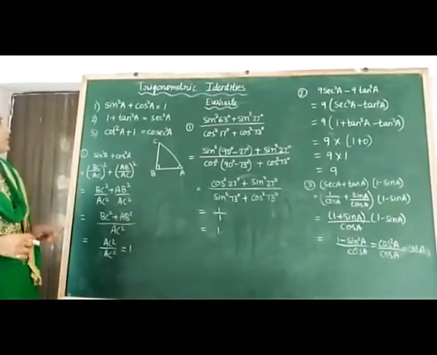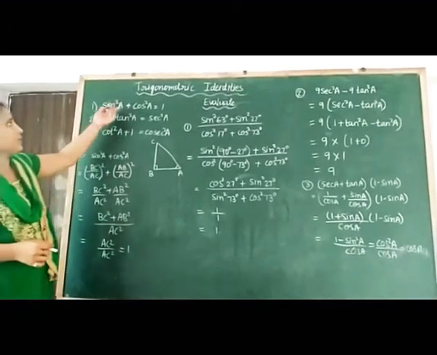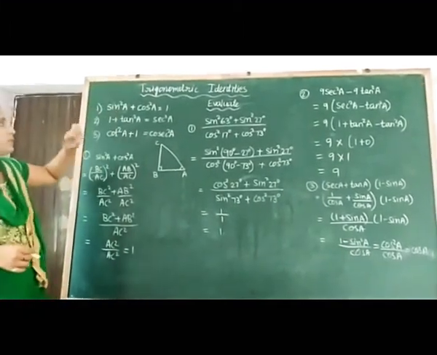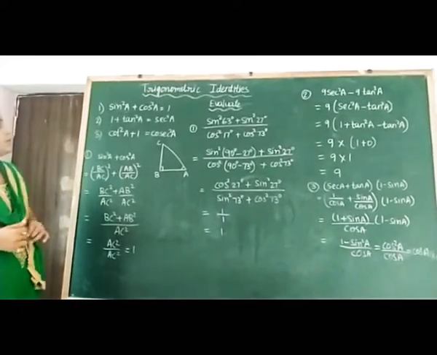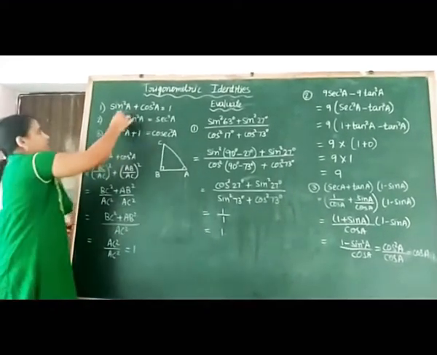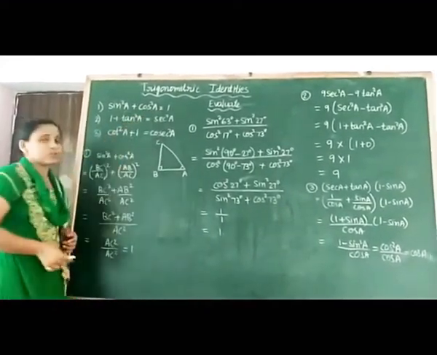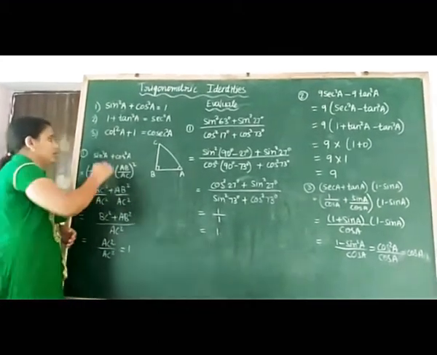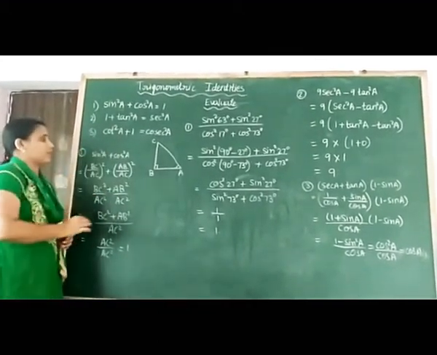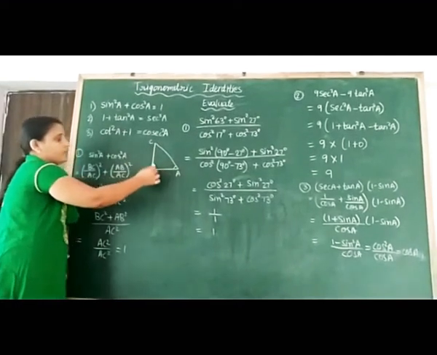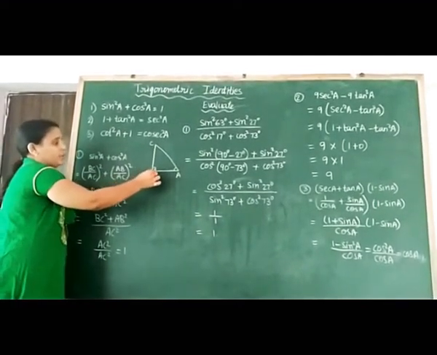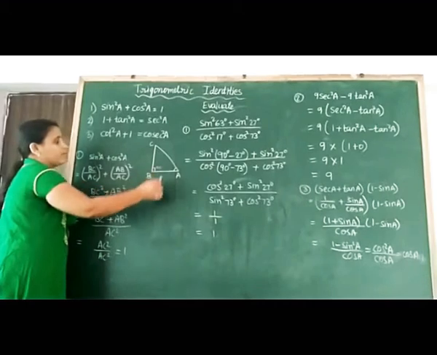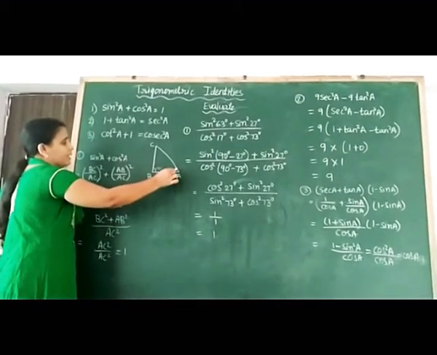So let me explain to you the proof of how this formula came. I will explain one formula, and on that basis the next two you can do by yourself. So let's see here, sin square A plus cos square A is equal to 1. This is how it came. I am taking the left hand side. So this is a right angle triangle in which this point B is a 90-degree angle, and we are taking this angle as A.